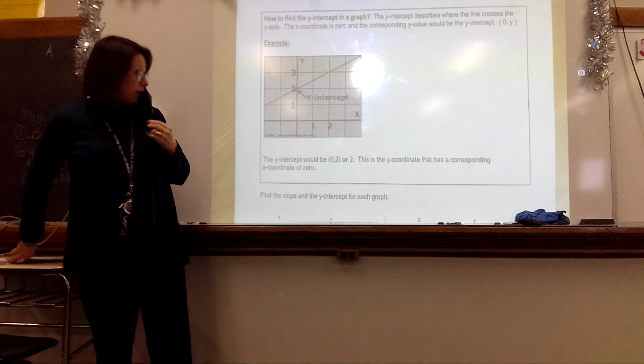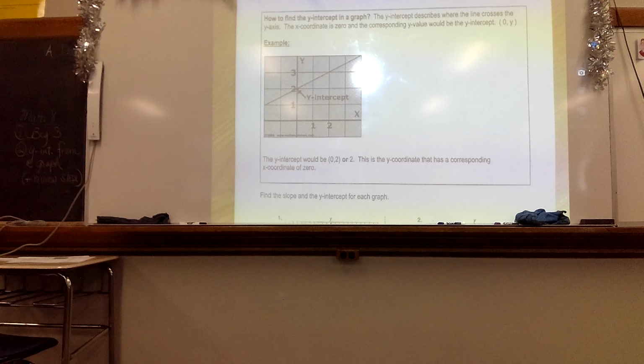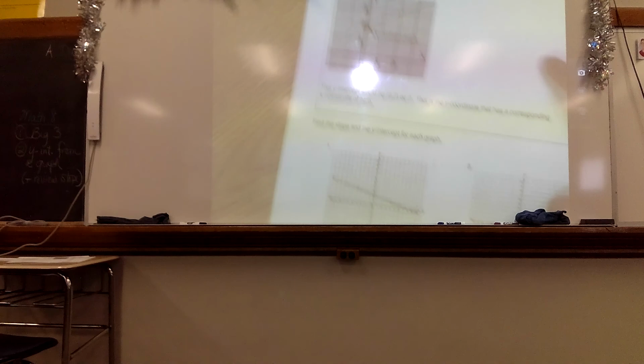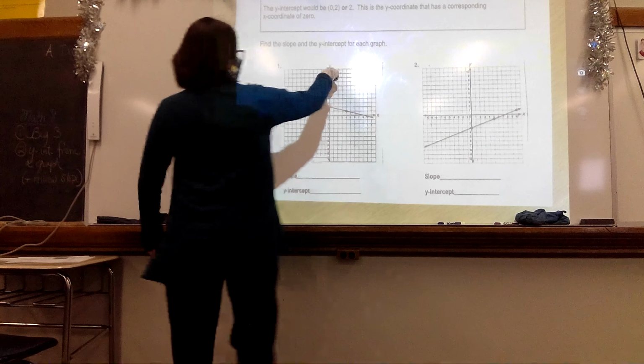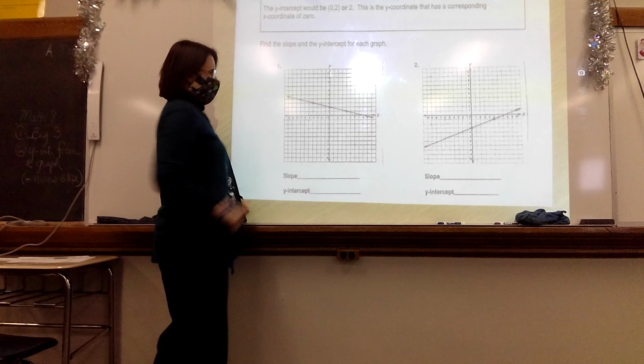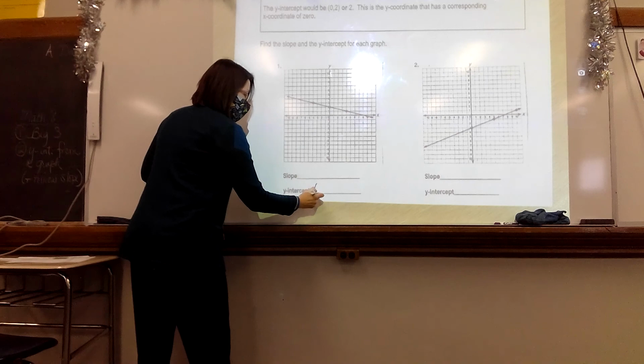All right, so let's go to number 1. If I were you, what I would do is start my finger at the top of the y-axis and go down until you intersect with that line. So I'm going to start up here and go down. Stop, because I hit the line. What number is that? 2. So on the y-intercept line, we're going to write 0, 2, or just 2.